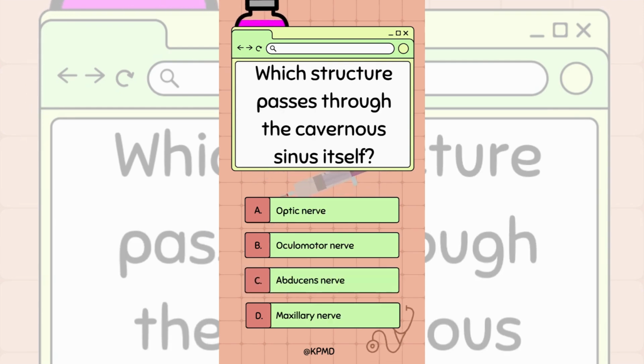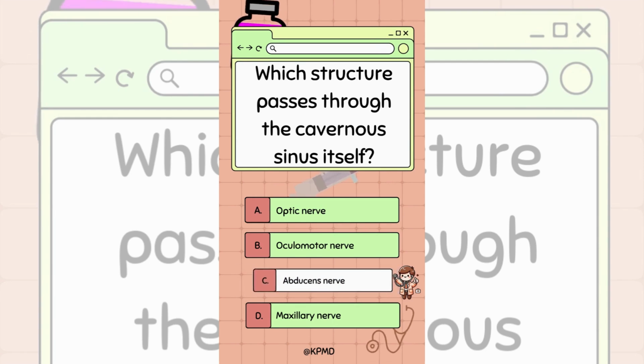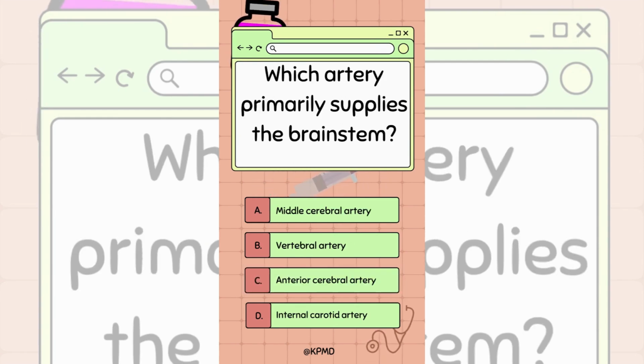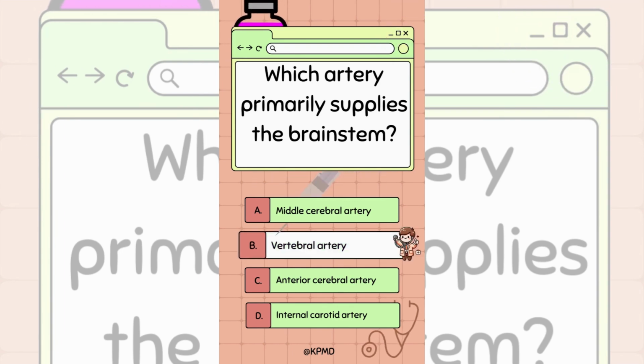Which structure passes through the cavernous sinus itself? Correct answer is C, abducens nerve. Which artery primarily supplies the brainstem? Correct answer is B, vertebral artery.